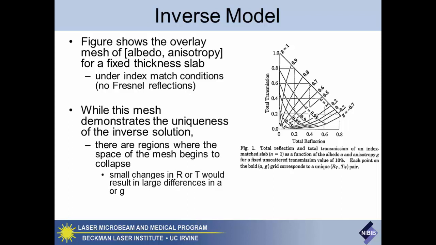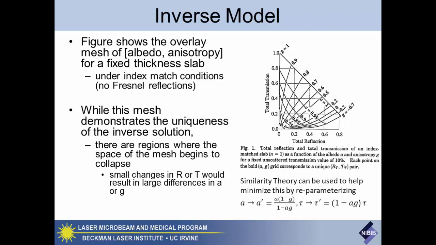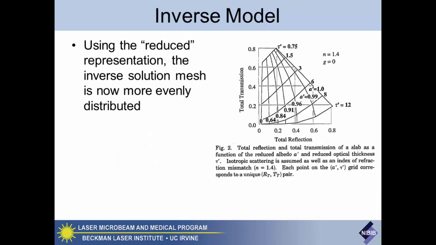So yeah, in this case, a small change in reflectance and transmittance could result in a large difference in the properties you're trying to extract. So another strategy to try to address this is to use something called the similarity theory. And all that does is change now our albedo and optical thickness values to these other units. And the result here is, by using these reduced parameters, you actually have the benefit of spreading out this mesh. So now you can actually parameterize these results with greater accuracy and less sensitivity to measurement noise.